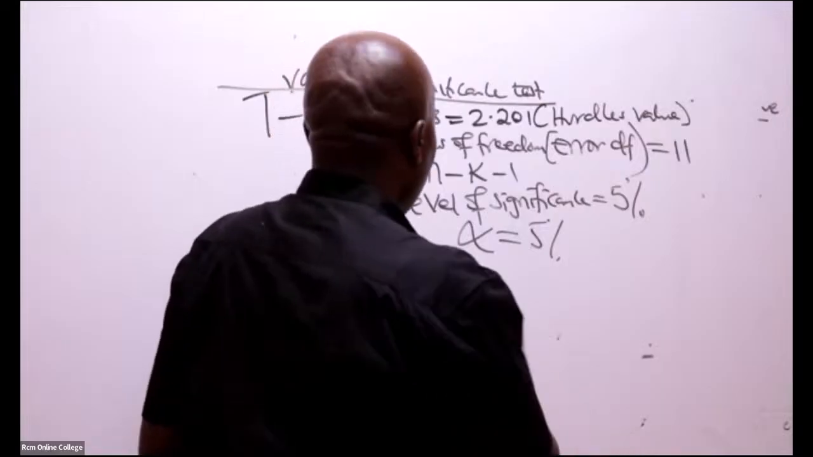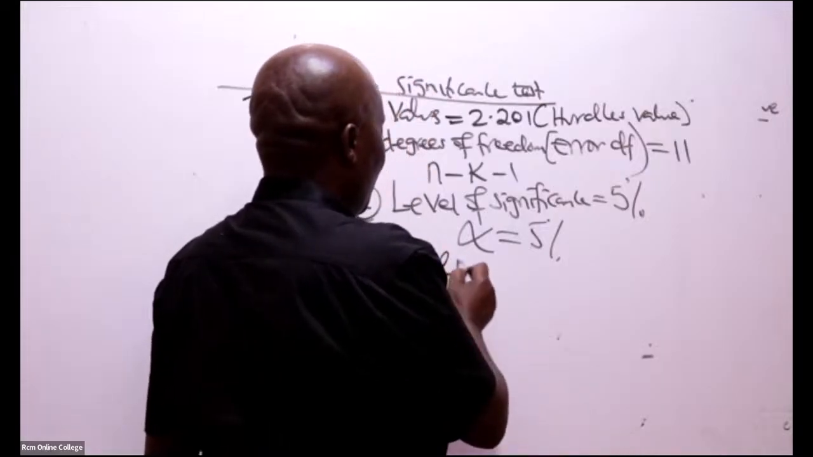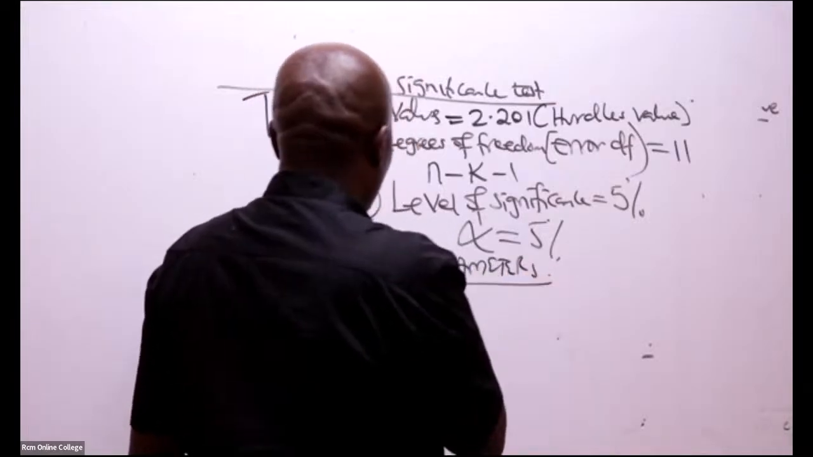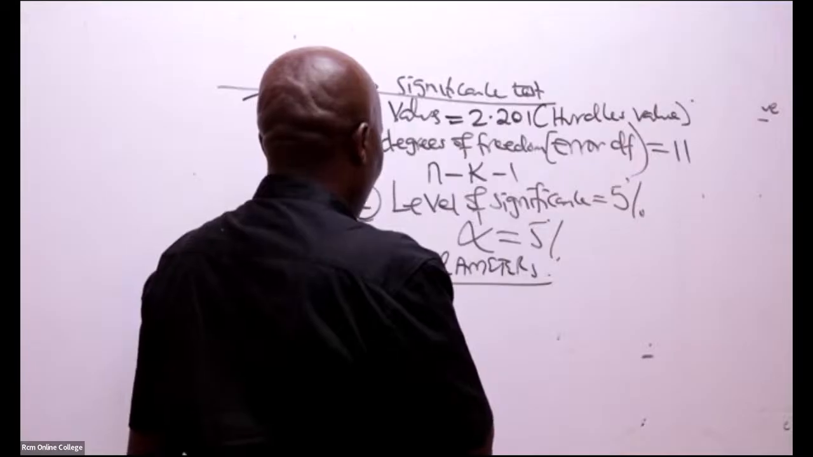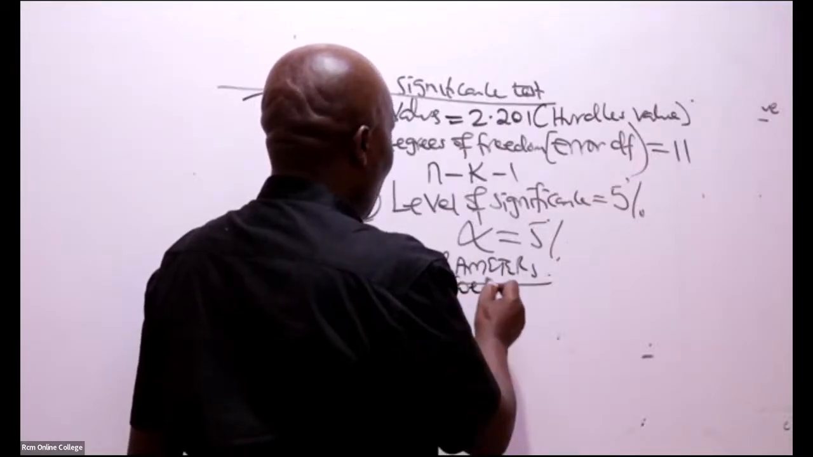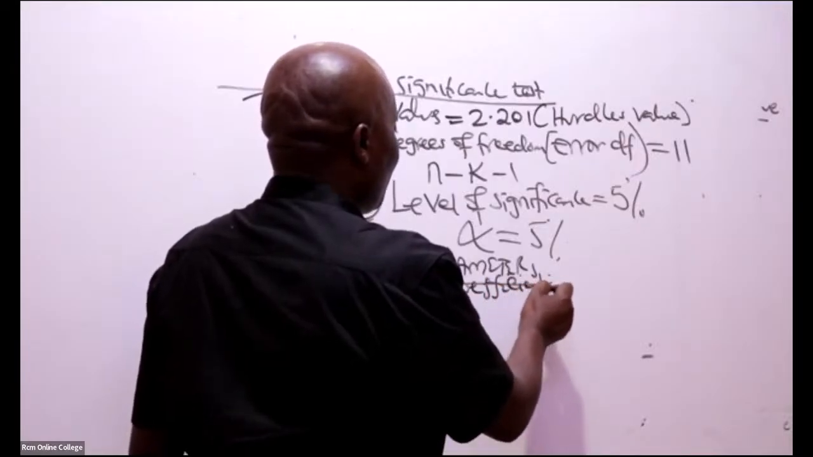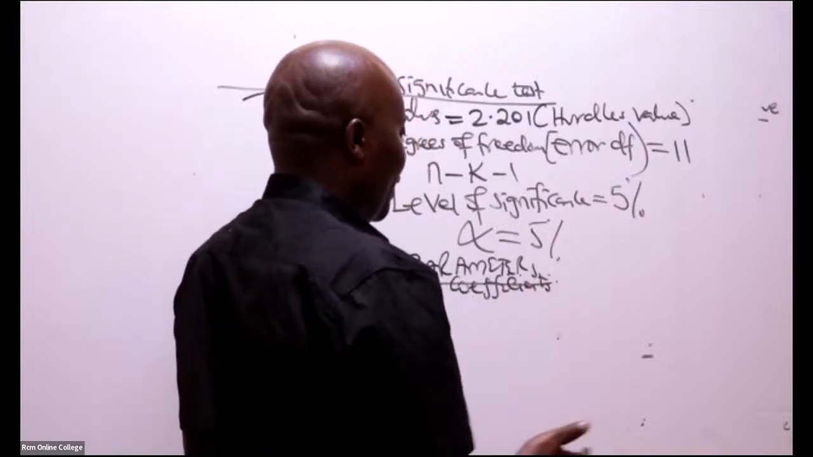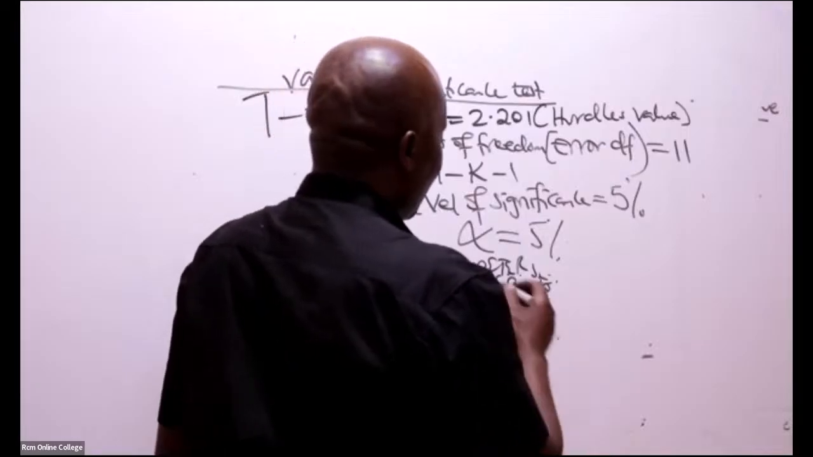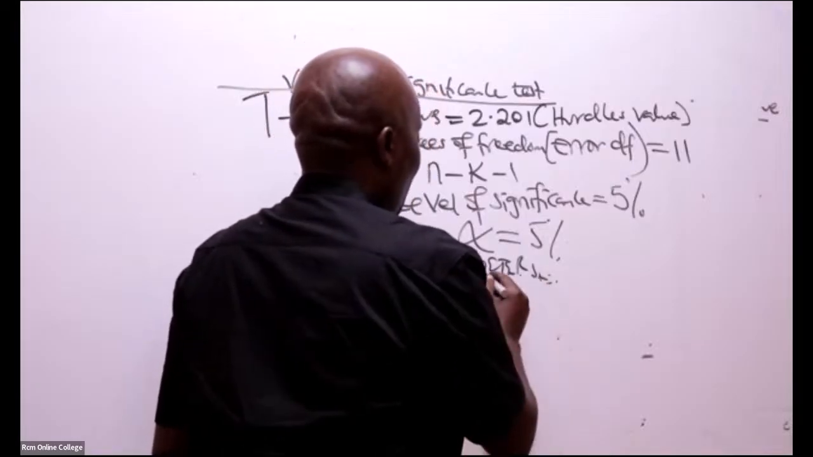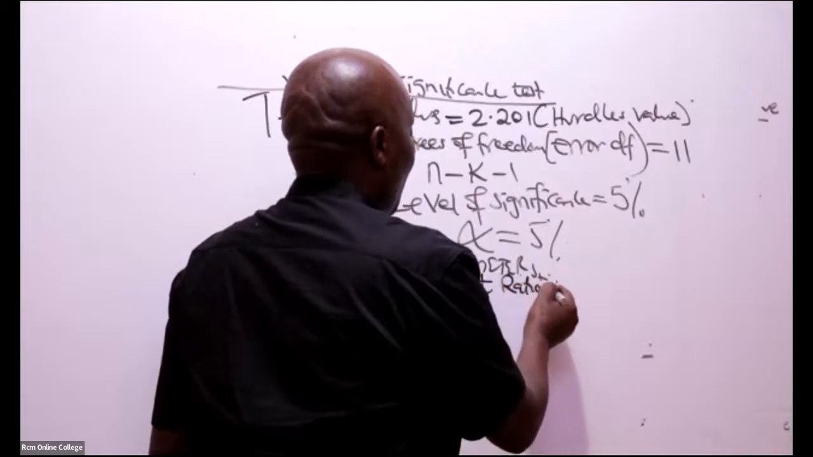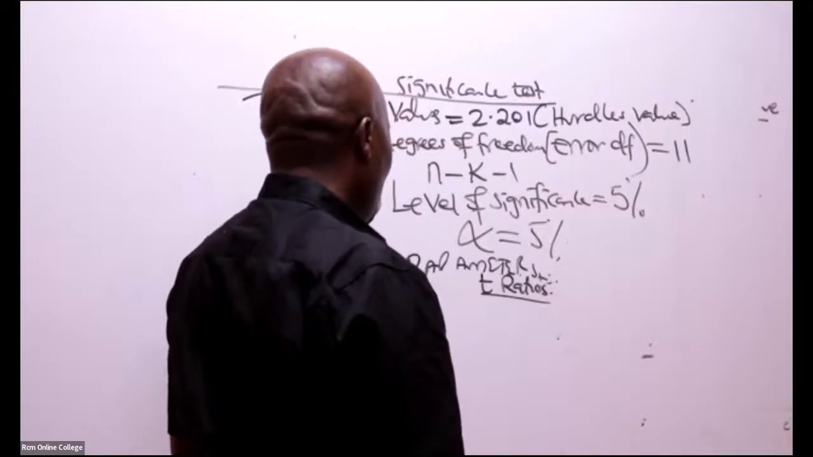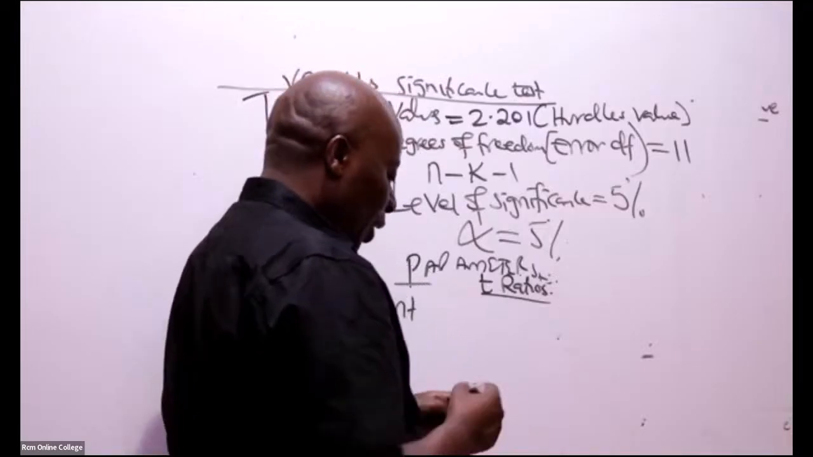So come and give us your parameters. What do we have? There are three of them: the constant, then the coefficients, and the t ratios. Let me just write the t ratios alone, the t calculated. So what is the t value of the constant?